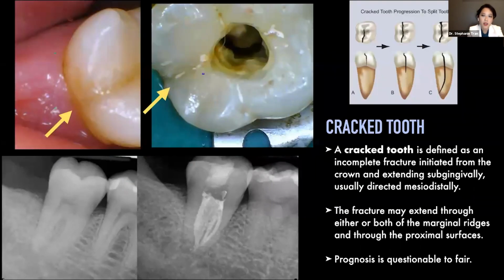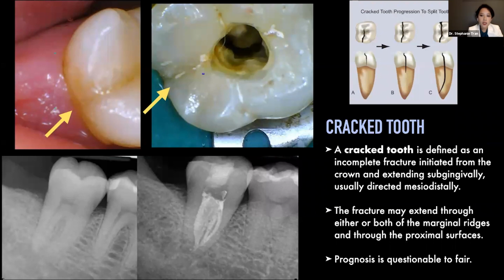A cracked tooth, however, is when things start to get more involved. It's an incomplete fracture. It starts from the coronal, it extends subgingivally, and a lot of times it's mesiodistally, but it's not always. And it can extend through the marginal ridges, both subgingivally as well as internally and through the proximal surfaces themselves. So that internal extension is when pulpal involvement may be a consideration.